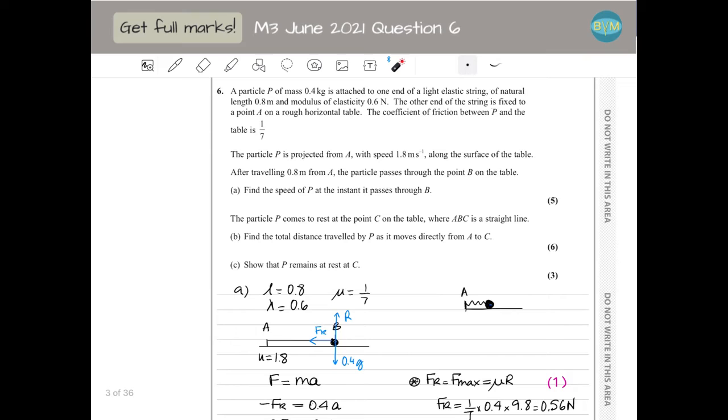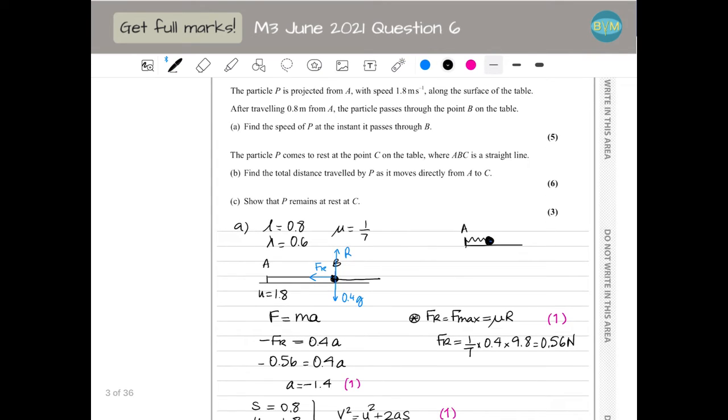Then the particle P comes to rest at point C on the table, where A, B, C are in a straight line. So we have now our particle somewhere here, a bit farther away. This is point C. This is the table, and it comes to rest. Find the total distance traveled by P as it moves directly from A to C. So we know from here to here it has moved with constant acceleration and has moved for 0.8 meters. And now we need to find this second bit, BC. We know the velocity here is 0.